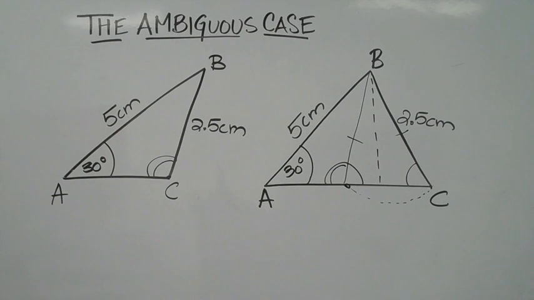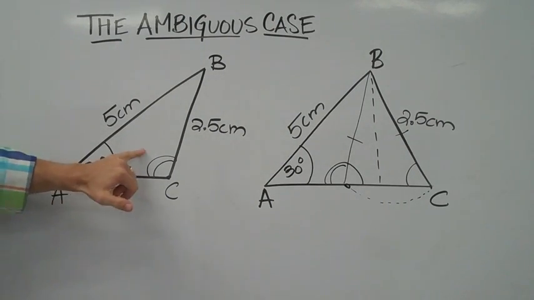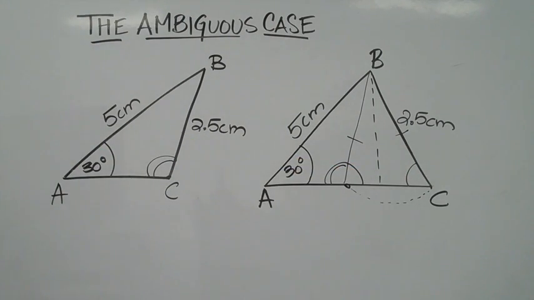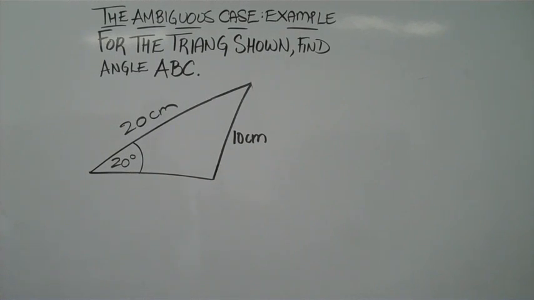The main point here is that the ambiguous case, given this, and this, we can draw two different triangles. So you have to specify which triangle you're talking about. The one with the obtuse angle or the one with the acute angle. Let's do one example with the ambiguous case.